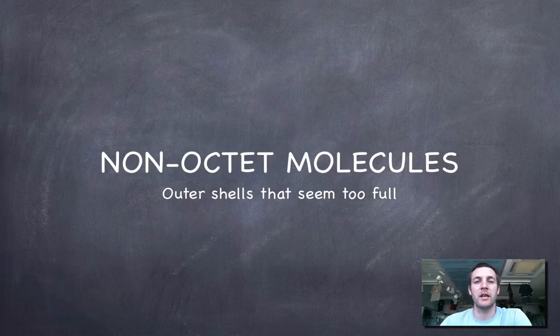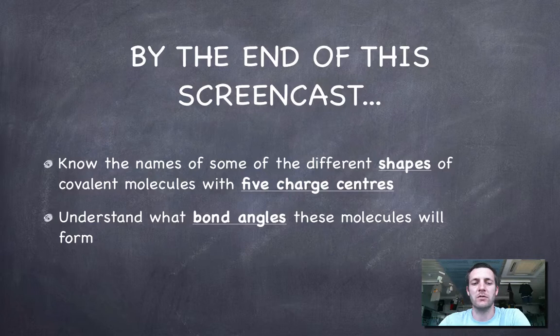What we're going to do now is look at molecules that seem to have too many electrons around that central atom, and you don't need to know about these for the standard level exam, but you certainly do for the higher level exam. So hopefully you'll know the names of some of the different shapes of covalent molecules with 5 charge centers. The next film coming up deals with ones with 6.